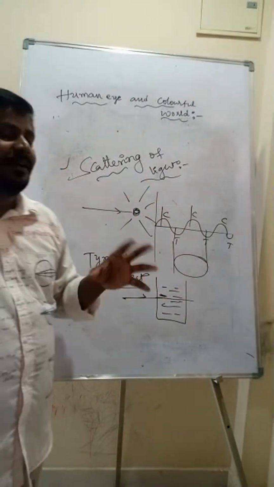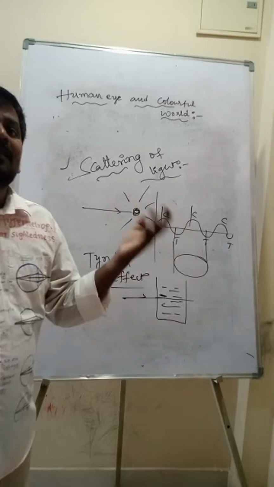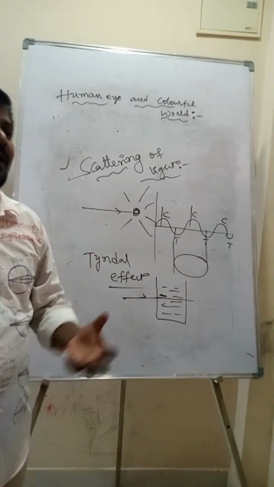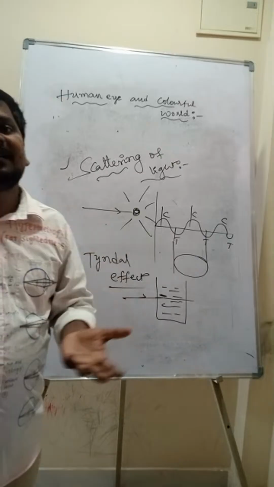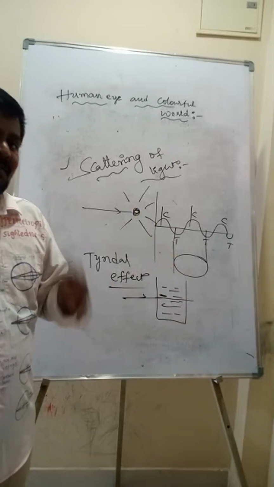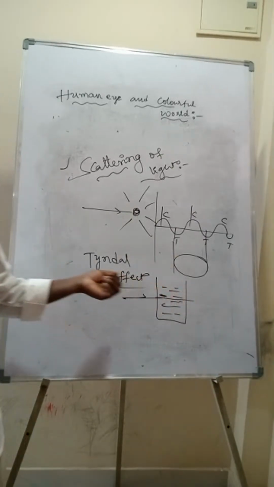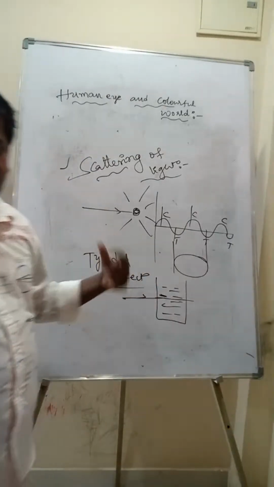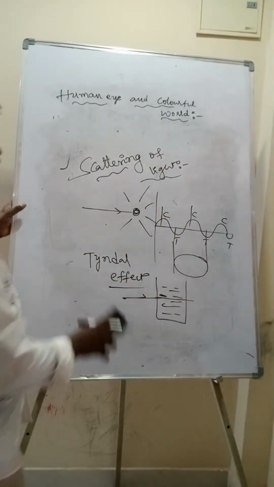So the path of the light becomes visible when the scattering of light takes place by the colloidal solution. So by colloidal solution, scattering of light takes place, then the path of the light becomes visible. That phenomenon is known as Tyndall effect. So here we can clearly see the path of the light. So that is called Tyndall effect. Okay.